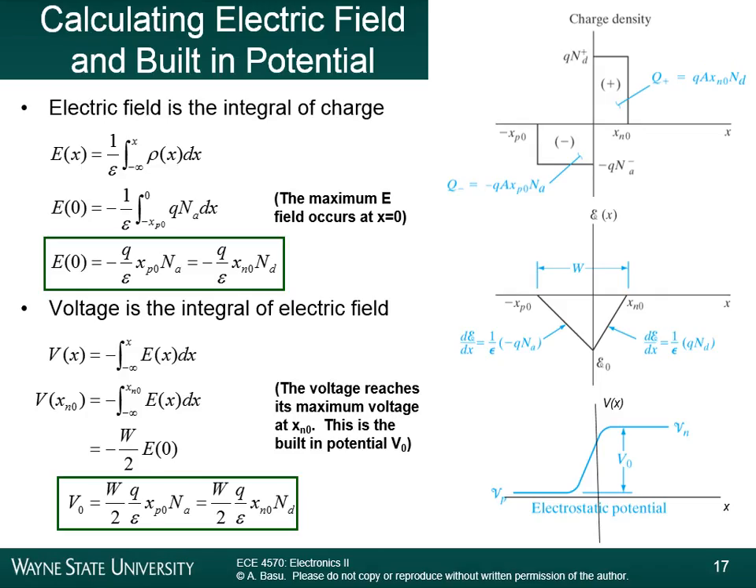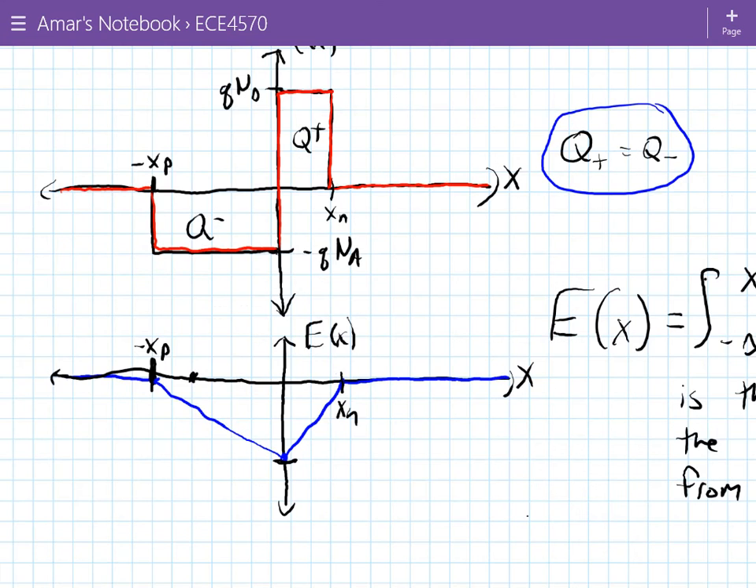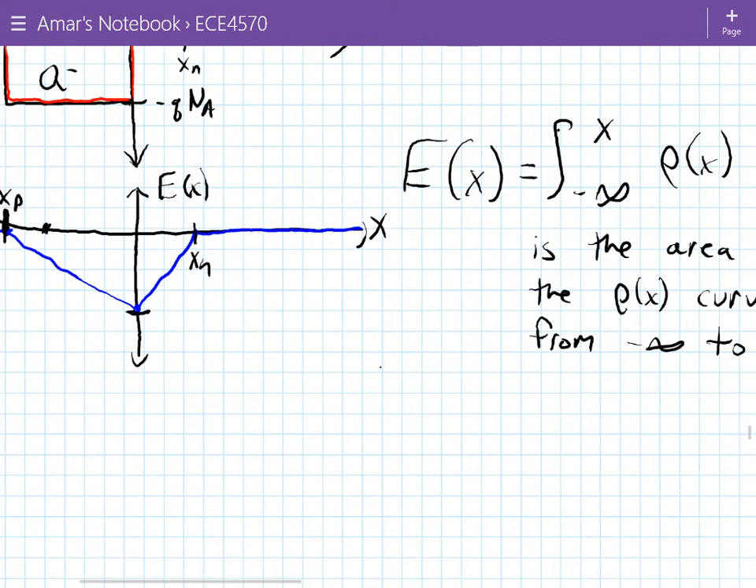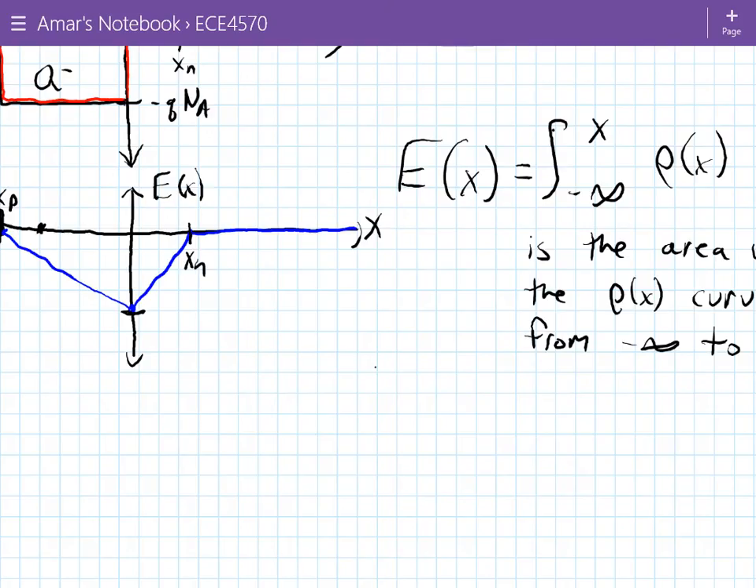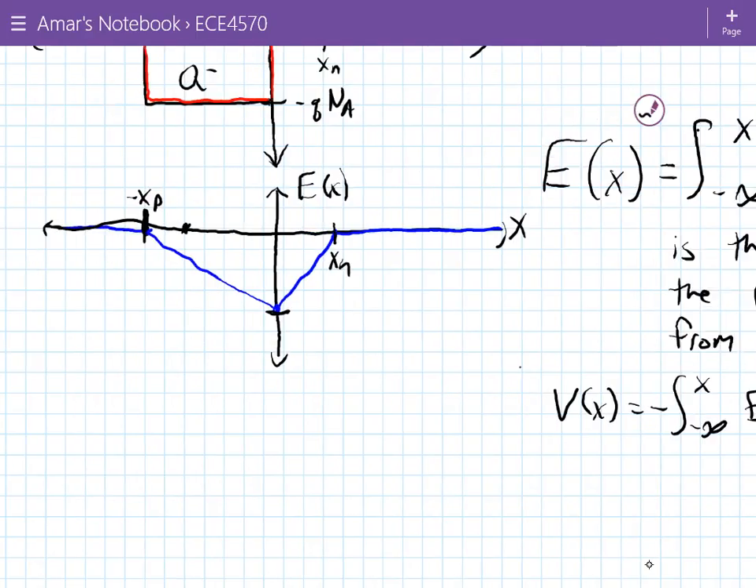Now the next step is finding the voltage. So V of x equals the integral from negative infinity to x of E of x. All right, so let's draw another plot here representing V of x.